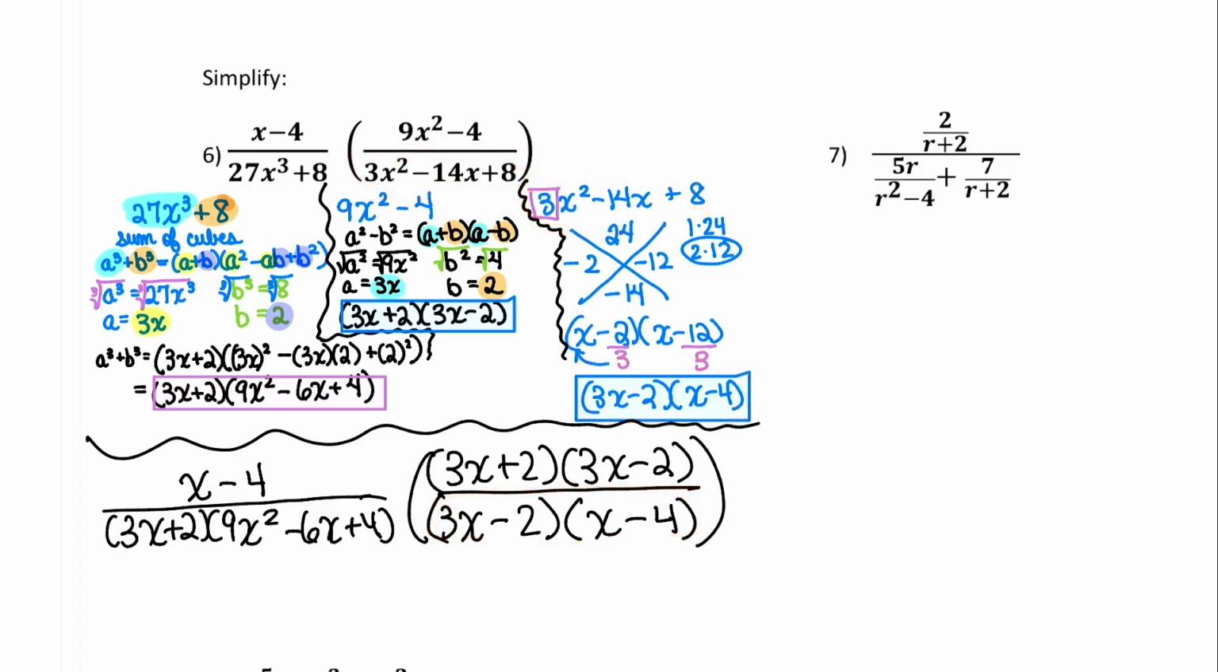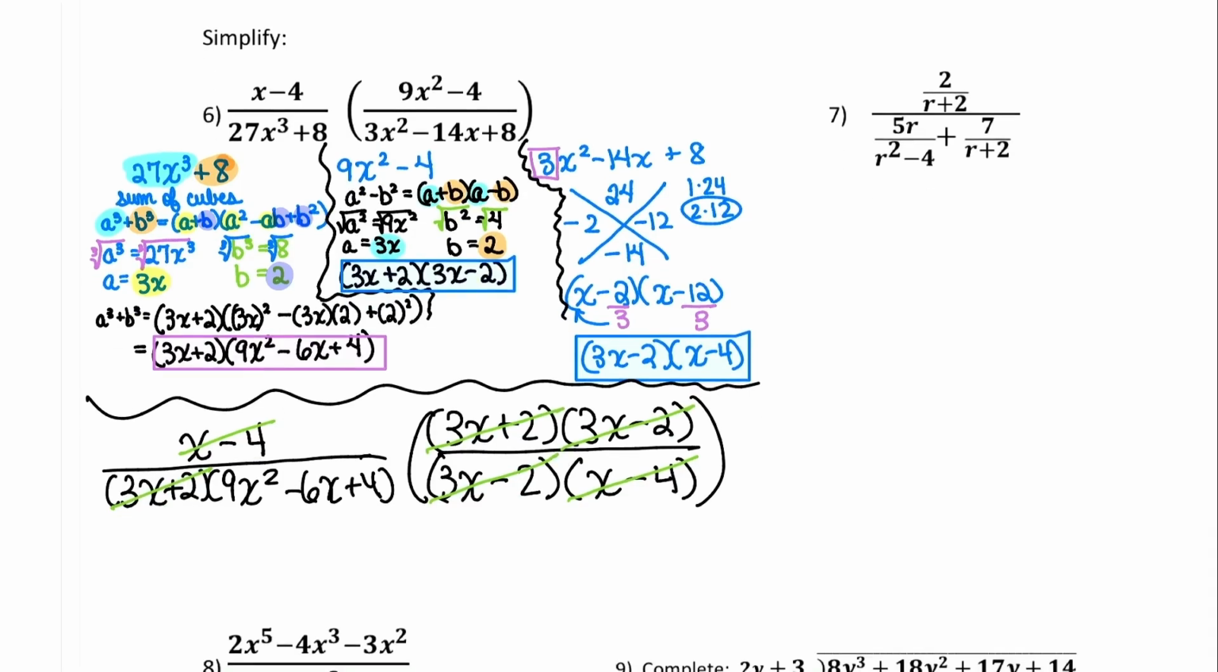Now we can cross simplify. So if there are any shared factors diagonally, then we can go ahead and eliminate those. So I can see an x minus 4 here, and that's just going to cancel out there. We have a 3x plus 2 here, and we also have a 3x minus 2. So our final answer, since everything canceled out of the numerator, is going to be just a 1 over 9x squared minus 6x plus 4.